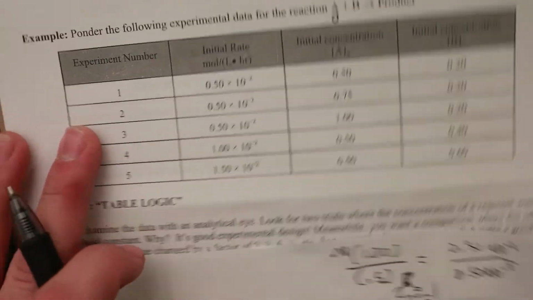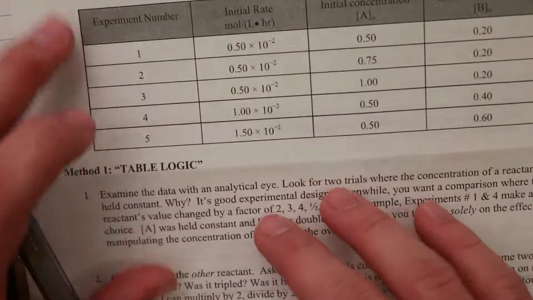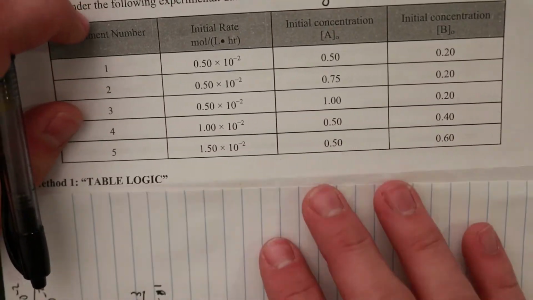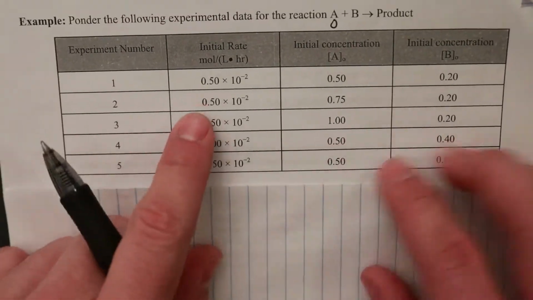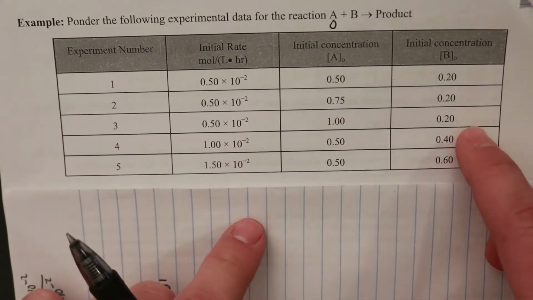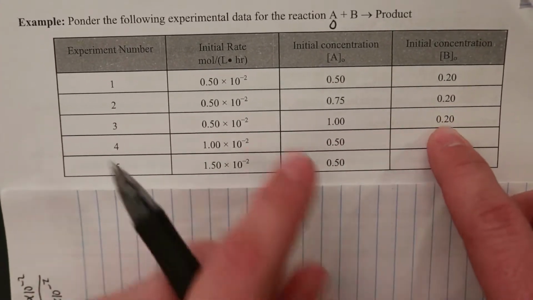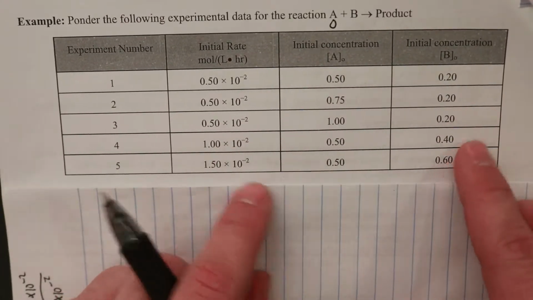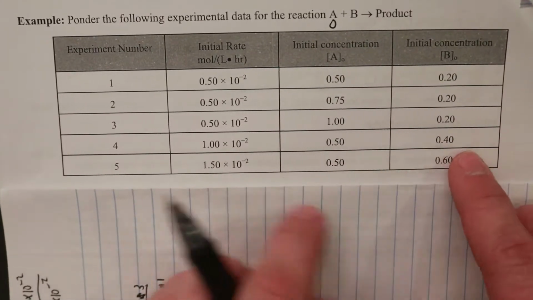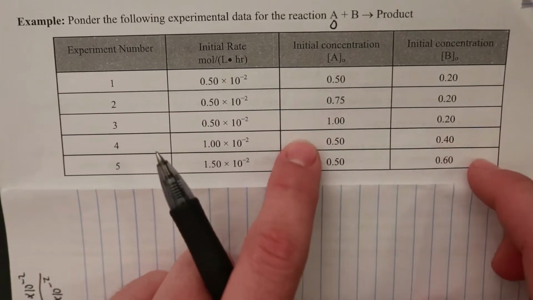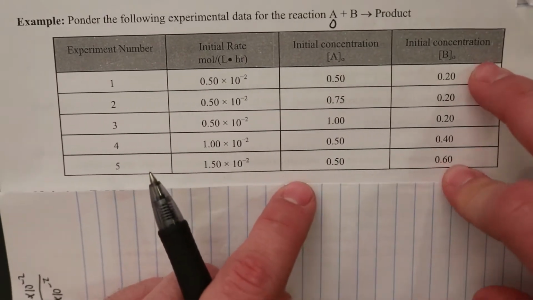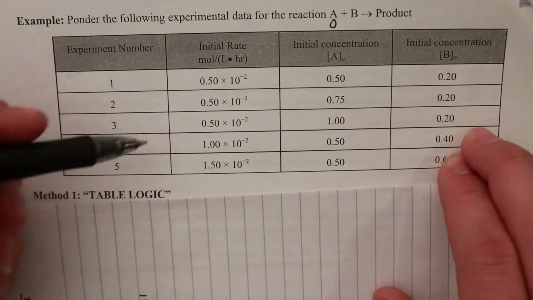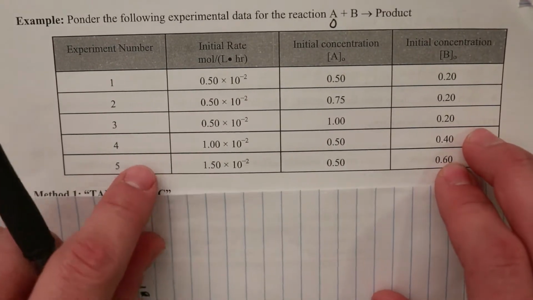Now let's look at B. We're going to do this the same way, and then I'll show you a little trick. For B, once again, I'm going to look for when this changes. From here to here it doubles, but the concentration of A also changes, so I can't use that. So here we'll take this 0.4 and 0.6. This changes, and this stays the same. So we could use trial 1 or trial 4. We'll use trial 4 and then trial 5.